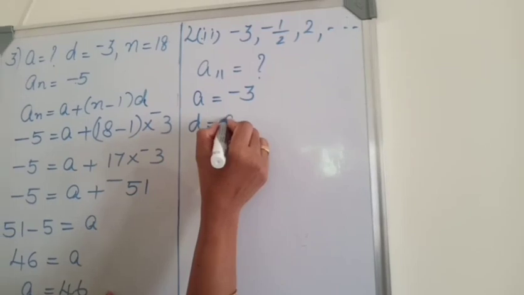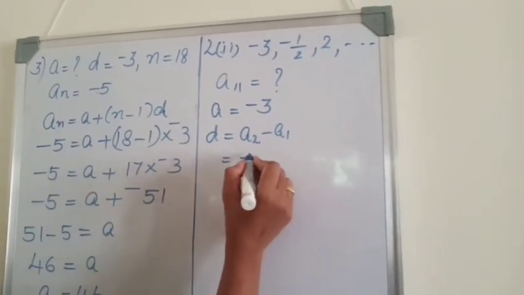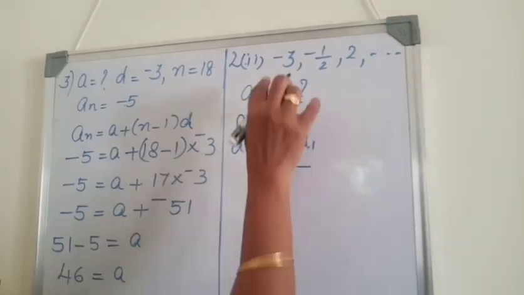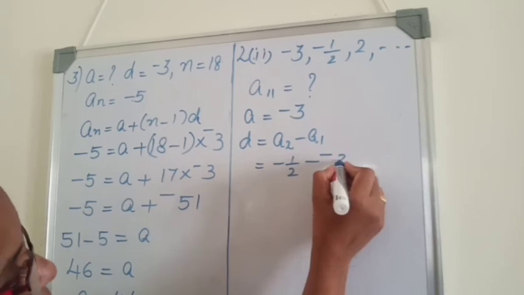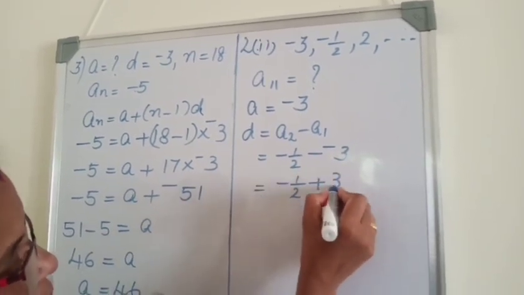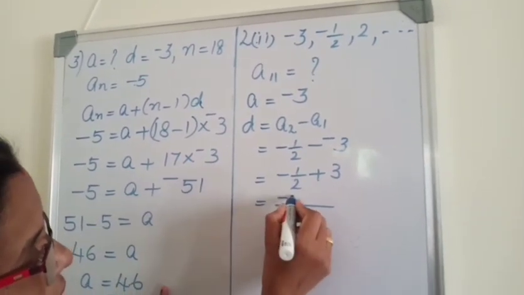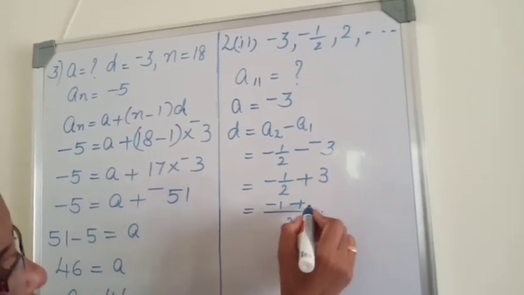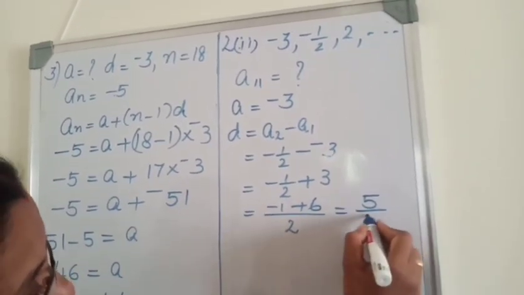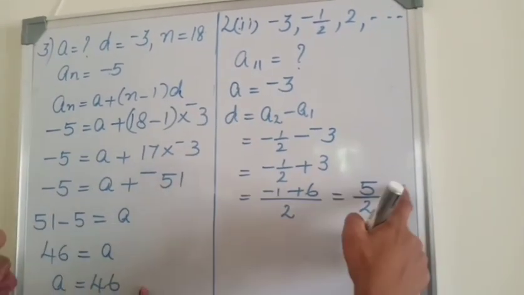D is equal to A2 minus A1. Second term is minus 1 by 2 minus, this sign is minus. Now A1 is minus 3. So minus 1 by 2 plus 3. We'll take the LCM. 2 is the LCM. Here it is minus 1 as it is. 2 into 3, 6. So D is 6 minus 1, 5 by 2. So we have A is minus 3 and D is 5 by 2.